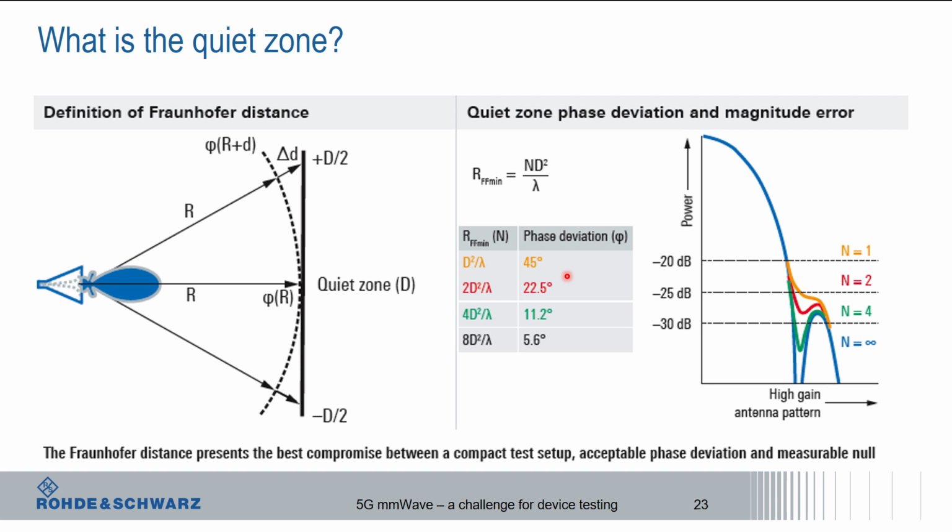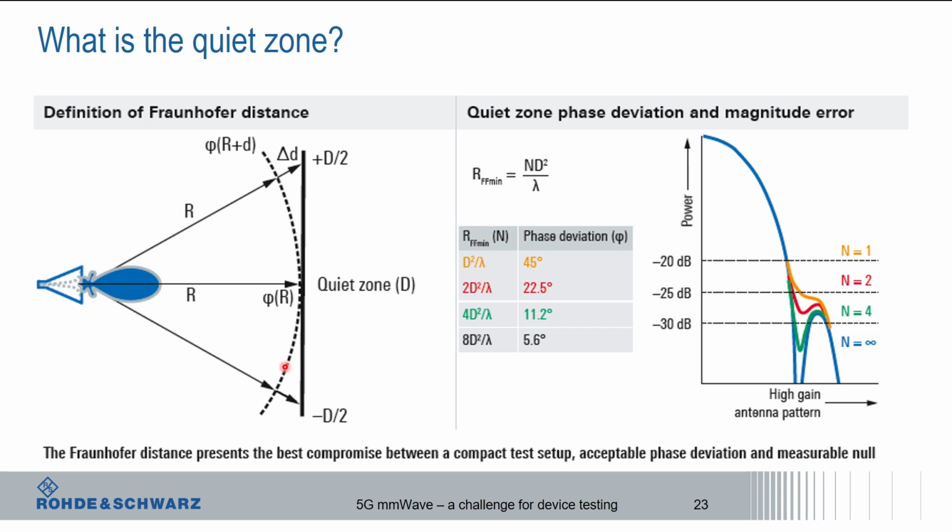And then, if we are in this far field, we have what we call a quiet zone. And the size of this quiet zone is defined with these deviations. Well, 22.5 degree phase deviation within a certain area is allowed. And how big this area is basically defines the quiet zone. Of course, right at the borderline, this area will be very small. If we go a little bit further, this area will be bigger. And this defines a quiet zone.